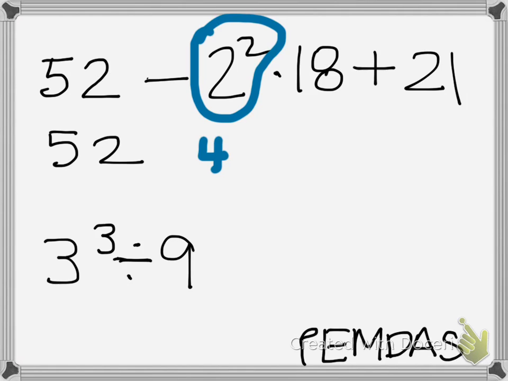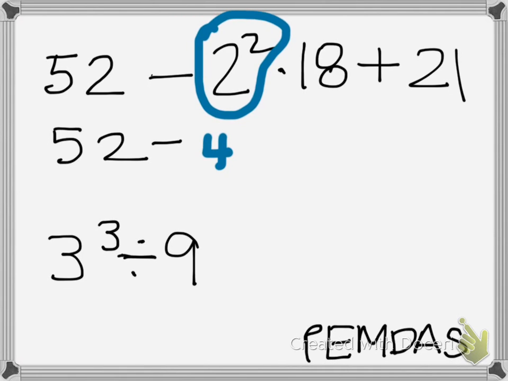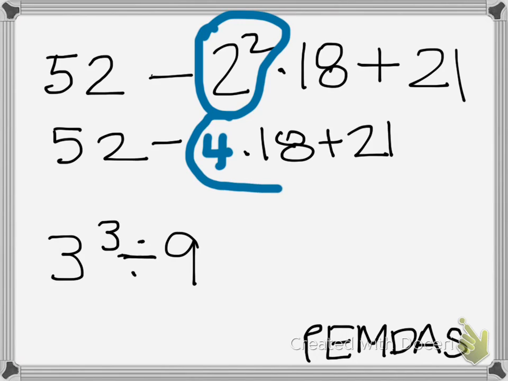And I always rewrite everything so that I'm able to reevaluate what I need to do yet. Then I look at it again. I see the operations are subtraction, multiplication, and addition. So multiplication is going to come before subtraction and addition. So that means I'm going to be doing 4 times 18, which is going to give me 72.